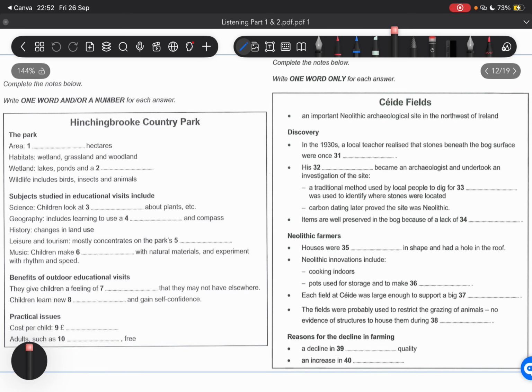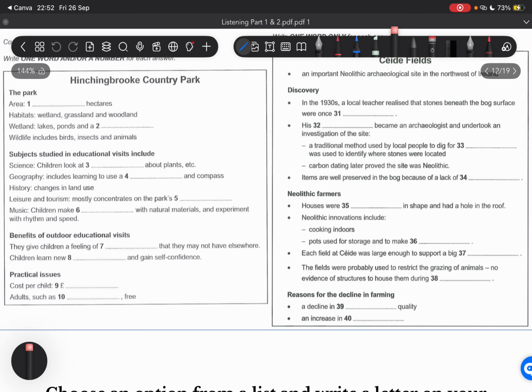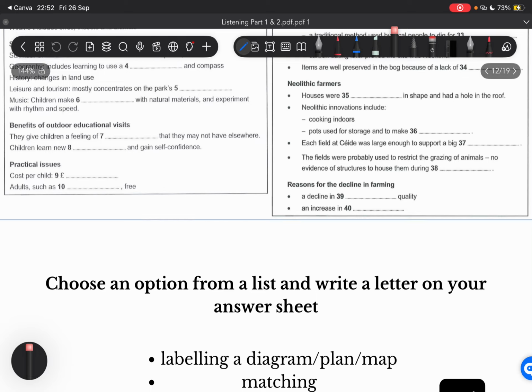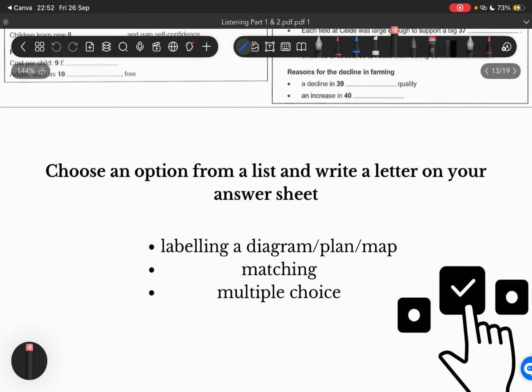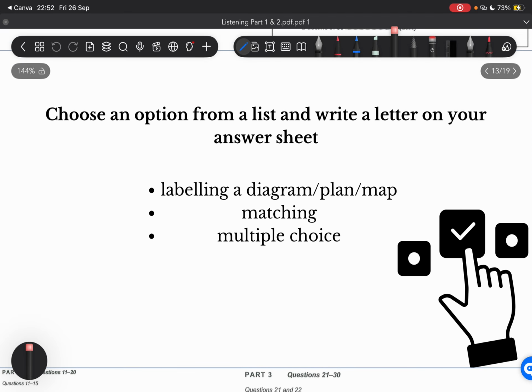For questions 1 to 10 from part 1, you see it's a note completion, and also the questions from 31 to 40 from part 4, also a note completion. You will write words or numbers that you hear from the recording for these tasks. So this is going to be for these two parts of the listening. And also we have this category of tasks. Choose an option from a list and write a letter on your answer sheet.